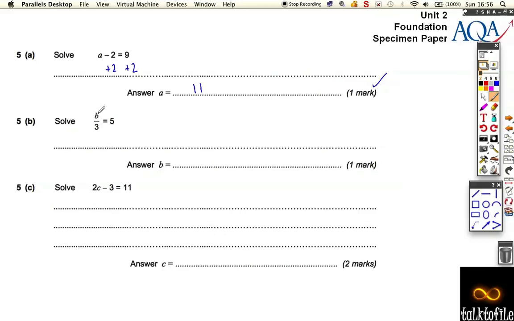Here we're divided by 3, b divided by 3 is equal to 5. So we need to do the opposite of divide by 3, which is times both sides by 3. So b must be 15. Second mark out of this.